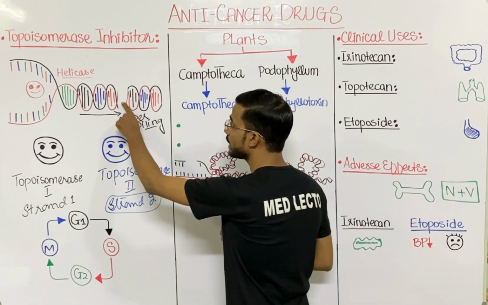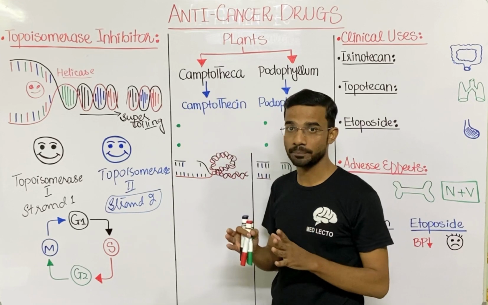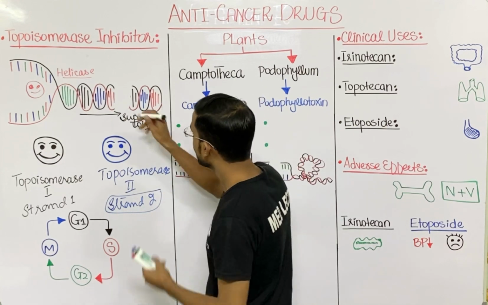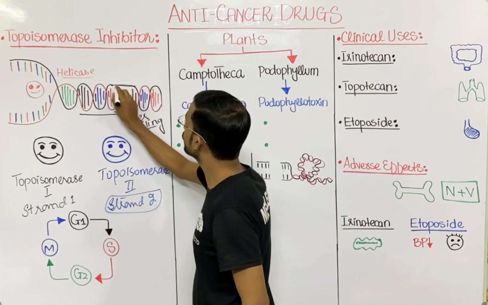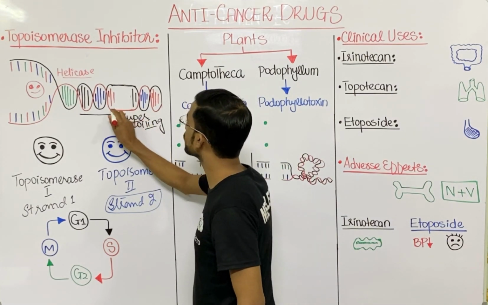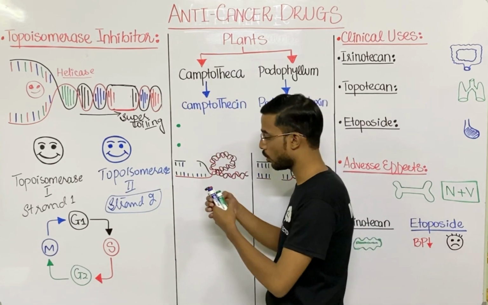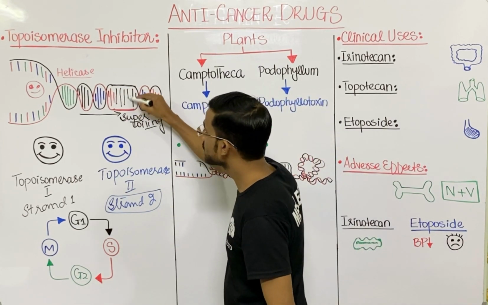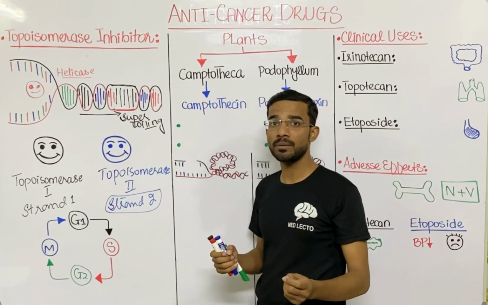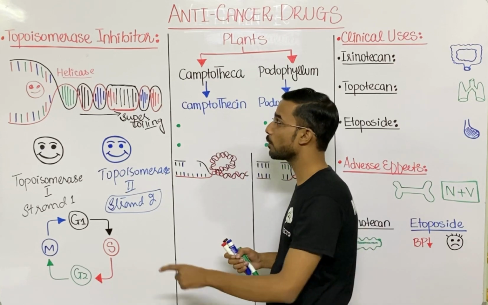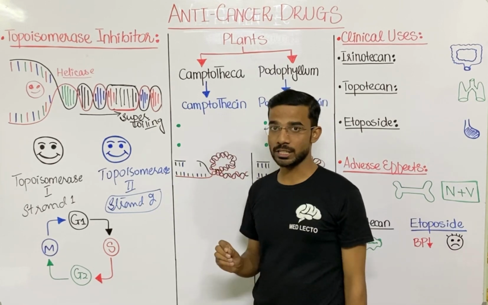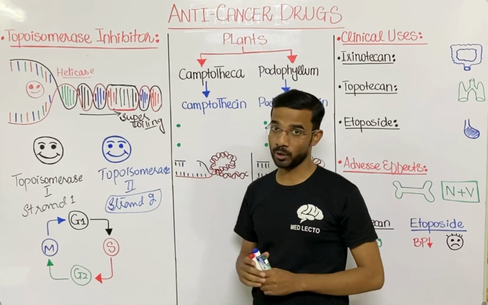If you see here, the torsional effect is high. When you see the breakage of the DNA, after that they reduce the torsional effect by joining the DNA strand again. That is how topoisomerase reduces the torsional effect, and replication or transcription can happen with the help of the topoisomerase.